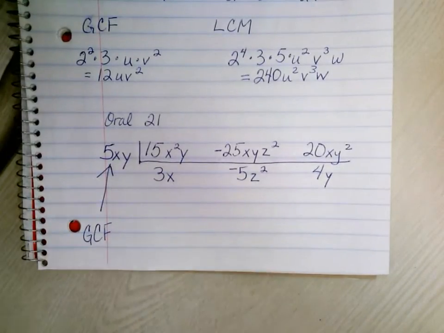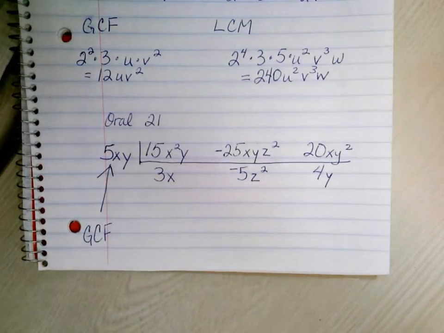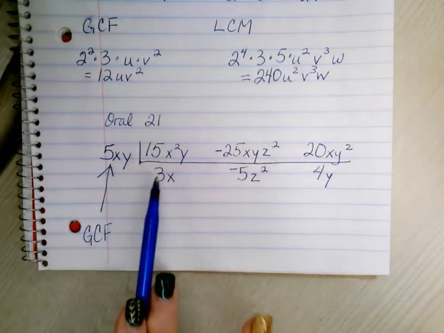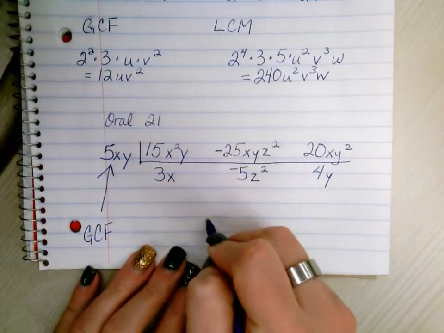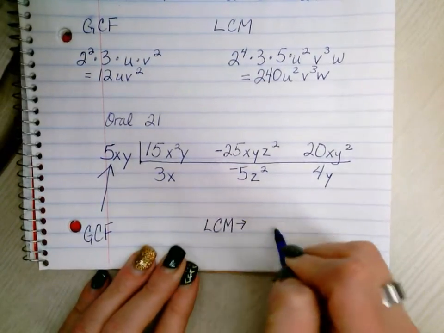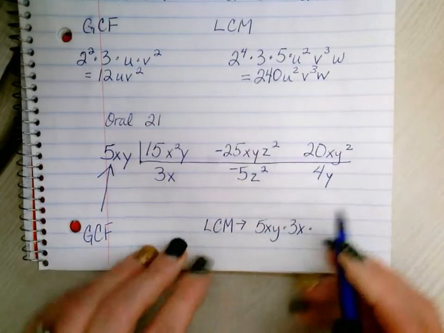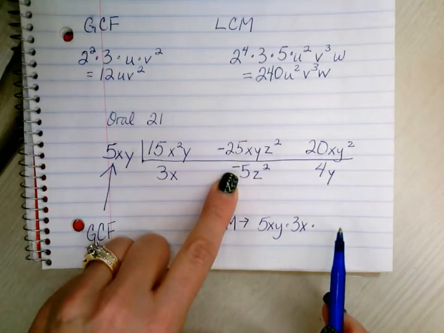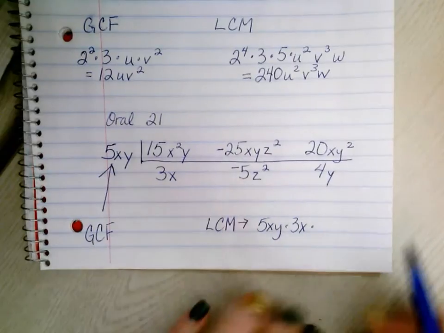Okay? Now, they don't share anything, the three of these. But here's the tricky question. Do two of these share anything? No, they do not. Therefore, the product of all of these items is the least common multiple. 5xy times 3x times, remember, we have to disregard that negative, as I mentioned previously, because the least common multiple cannot be negative.